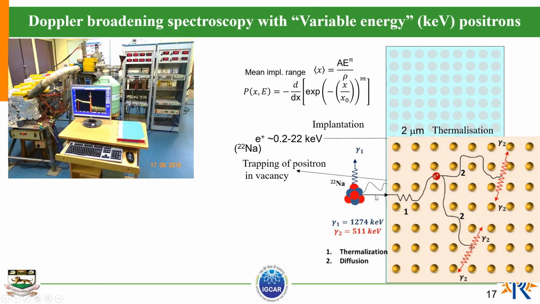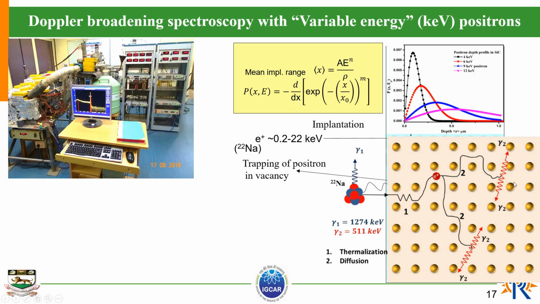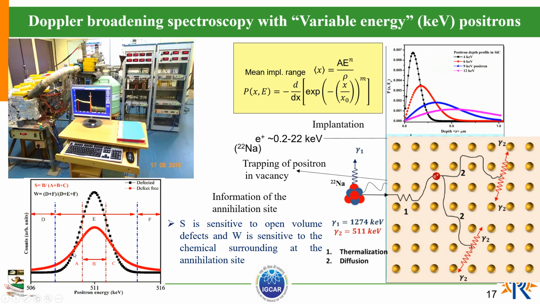So these are the setups. The positron is implanted inside the material, goes to a particular depth, finds the vacancy where it is present, and after that it is annihilated, which gives gamma rays. These gamma rays, especially at different energies, we can analyze, and we get a plot like this. This is the Doppler broadening setup available at IGCAR Kalpakkam.